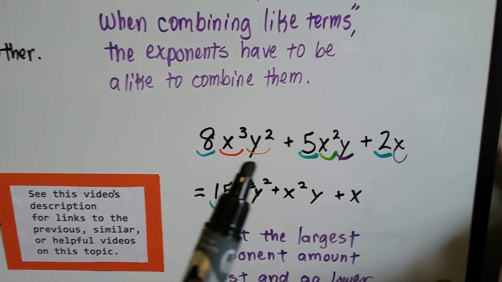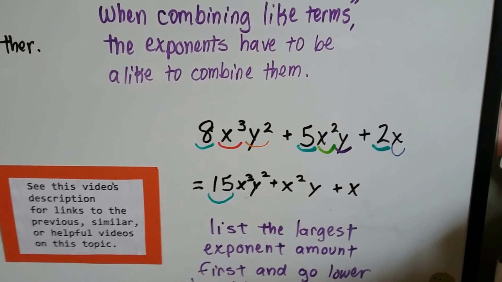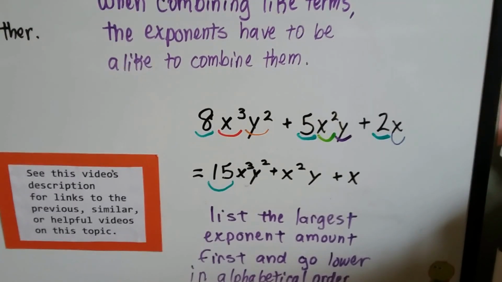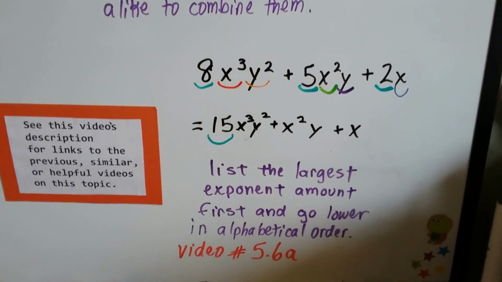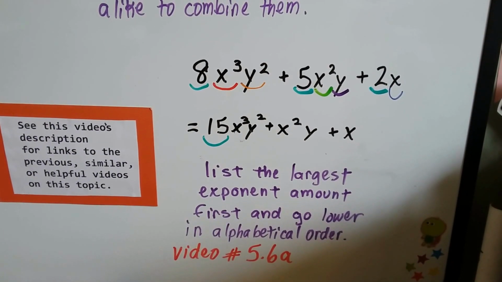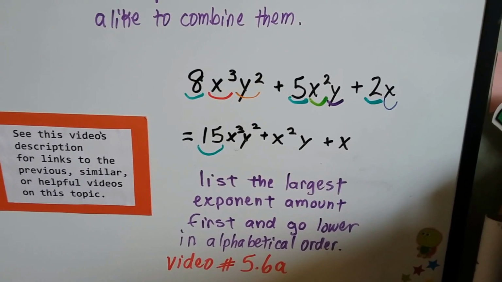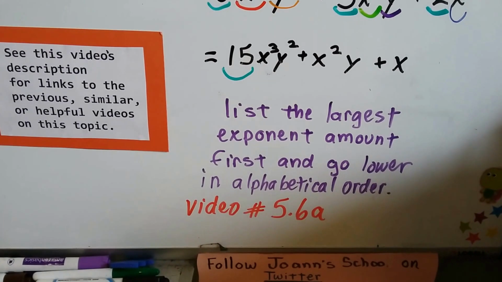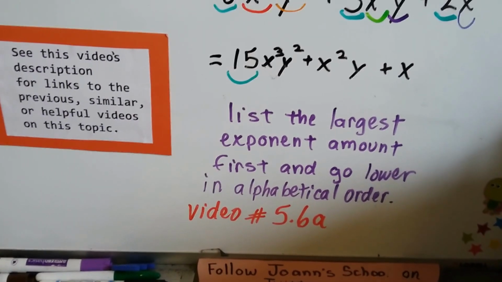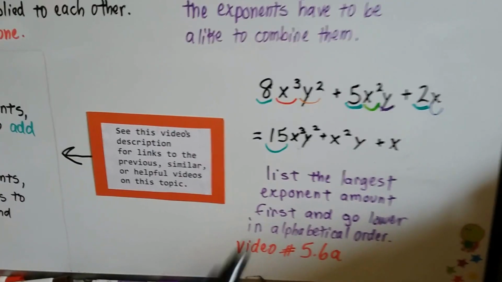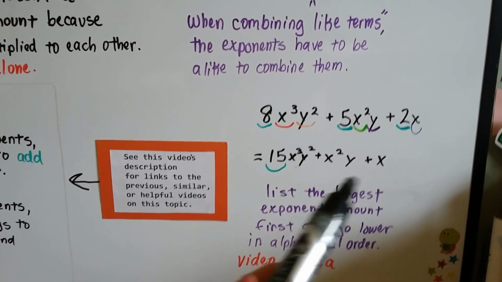But then we have to list all of these exponents separately because they're all different from each other. And we list the largest exponent amount first, and then we go lower. And we also write them in alphabetical order. And we're going to cover that in video 5.6a coming up. That's going to be the next unit. So don't worry too much about that right now.